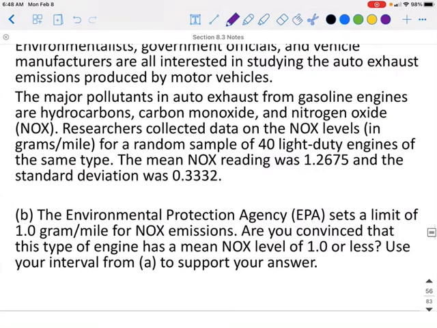So for Part B, the Environmental Protection Agency sets a limit of 1.0 grams per mile for the NOx emissions. Are you convinced that this type of engine has a mean NOx level of 1.0 or less? Use your interval from Part A to support your answer. So our confidence interval from Part A was 1.1599 to 1.3751. And this tells us that any value between those two is a plausible mean for your nitrogen oxide levels, mu, for this type of engine. Since the entire interval exceeds that 1.0 limit, it appears that this type of engine violates the EPA limits.